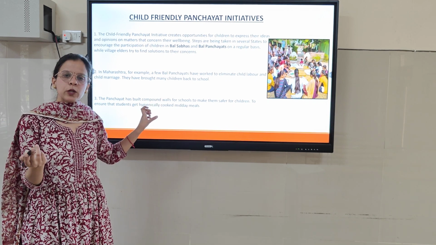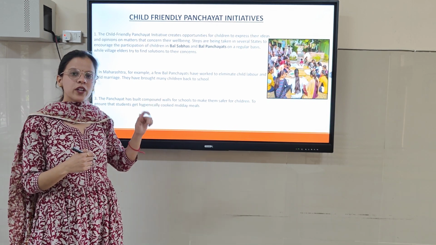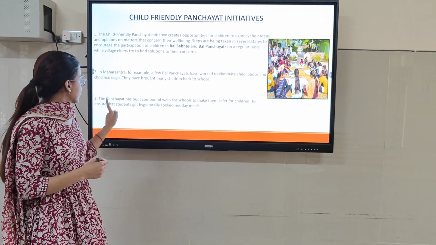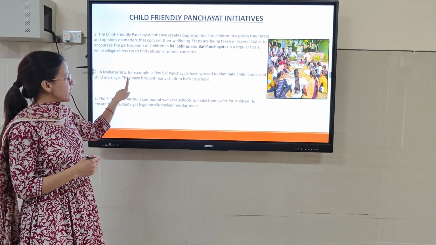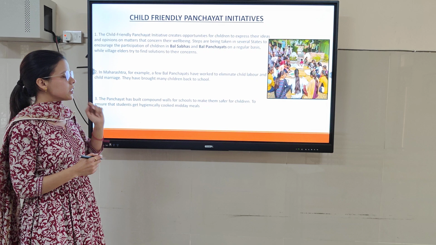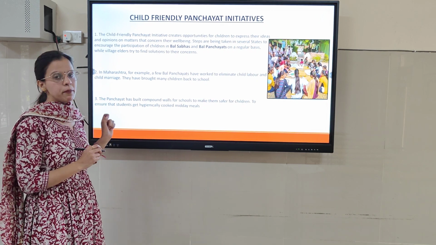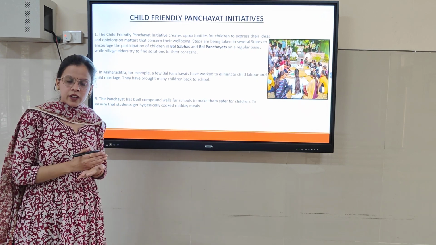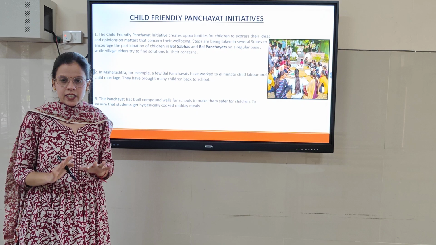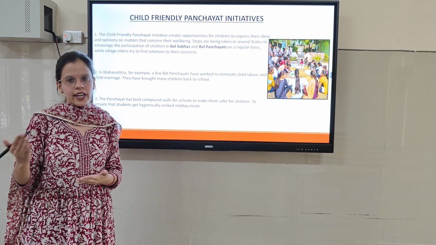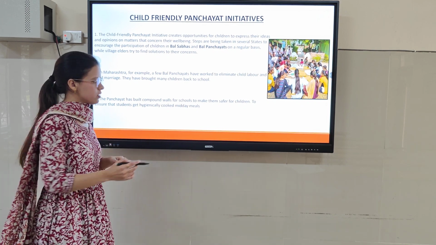And what better way to know about children's problems than to involve them? For example, in Maharashtra, a few Bal Panchayats have worked to eliminate child labor and child marriage. Together they have worked, adults have seen what the consequences of such acts are, and they have made various changes.